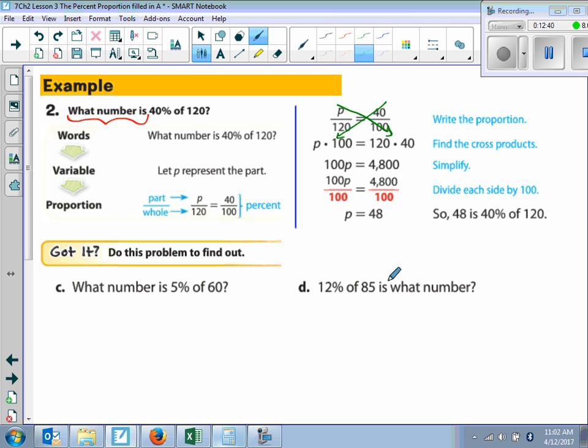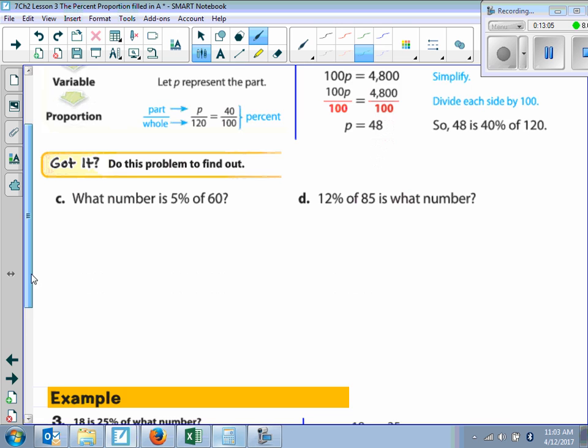And then we'll end up with 48. Now, because we're solving for the part, am I going to write 48%? No. No, it's just plain old 48, right? If I had a word problem, then I would be able to label the 48 with something, okay? So this tells me that 48 is 40% of 120, okay? So let's do examples C and D together.